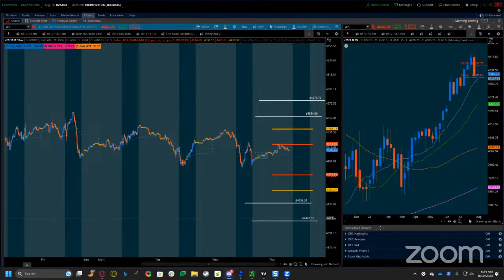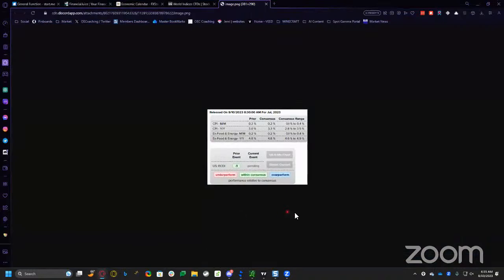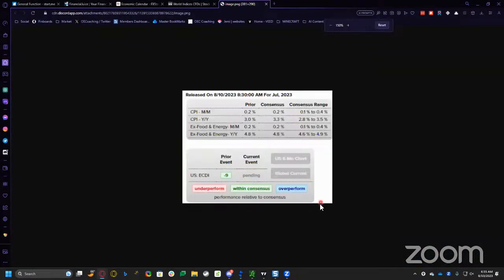So there really isn't any point to see what else is up this morning, what's down, all of that, because it's not going to matter. Once we get the data point, that's the only thing that's going to matter. The consensus for year over year CPI is 3.3, and the range is between 2.8 to 3.5. Here's a picture for those who need the visual.